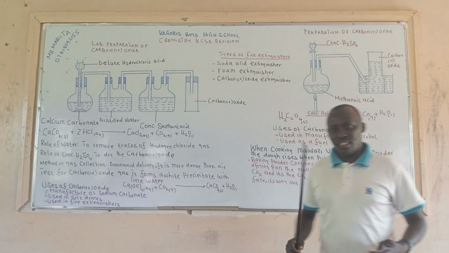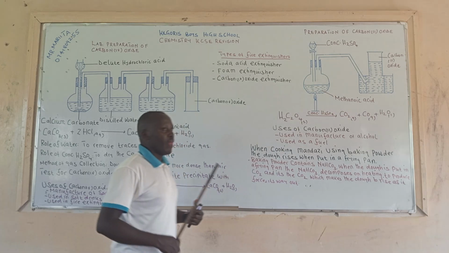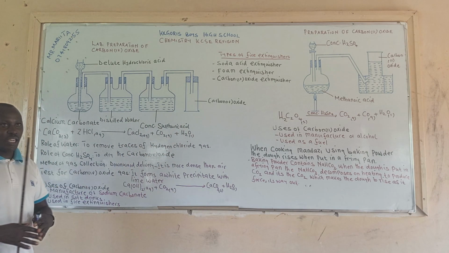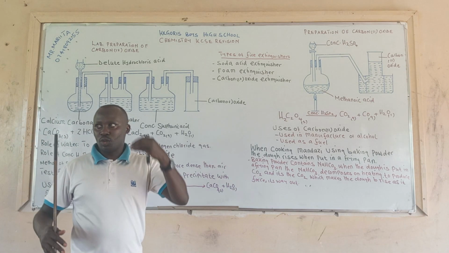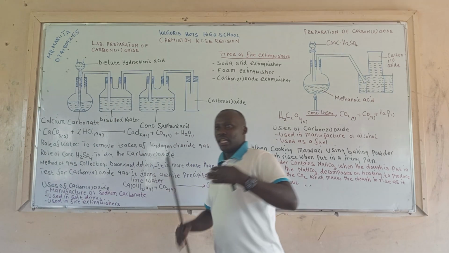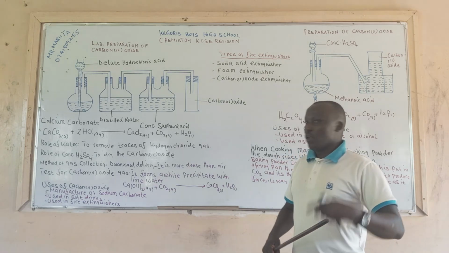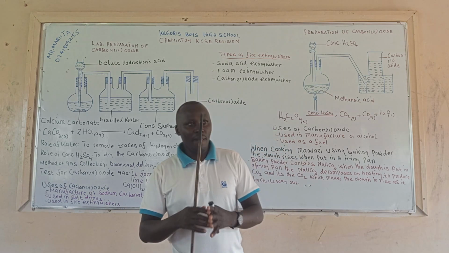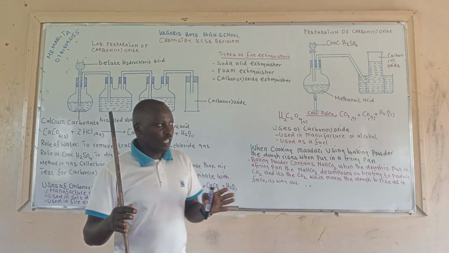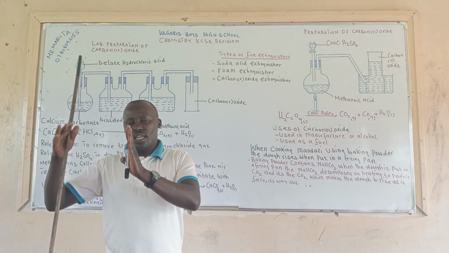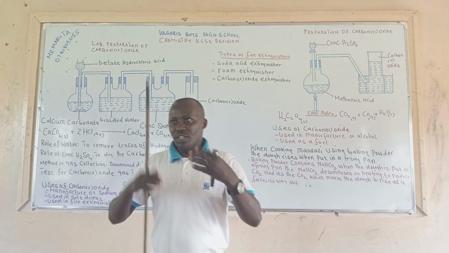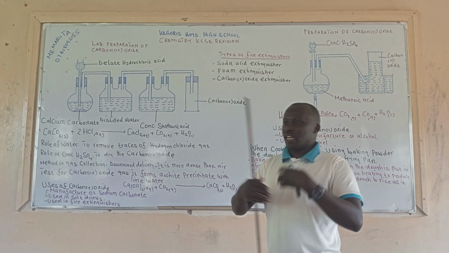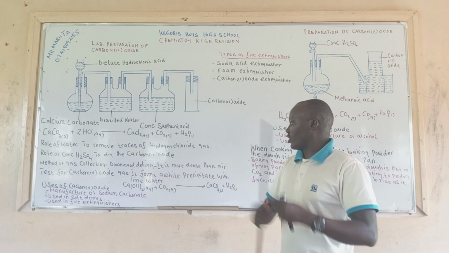Now, how do you test that the gas produced is carbon dioxide? Sometimes you will be required to describe the test for the gas, or you will be asked to carry out the test to confirm that the gas produced is carbon dioxide. What you normally use here is calcium hydroxide solution, whereby the gas, which is carbon dioxide, once it passes through the calcium hydroxide solution, normally forms a white precipitate. And the white precipitate confirms that the gas produced is carbon dioxide gas.